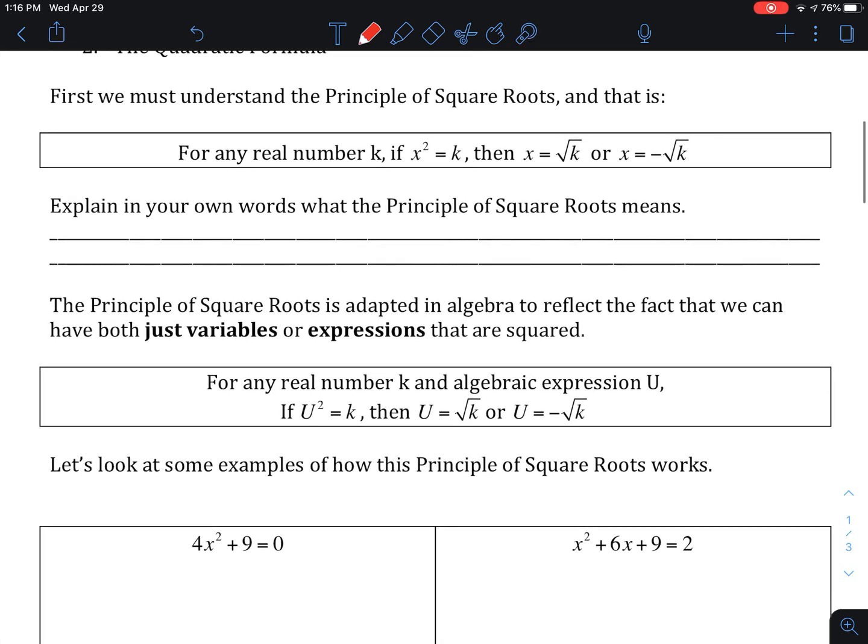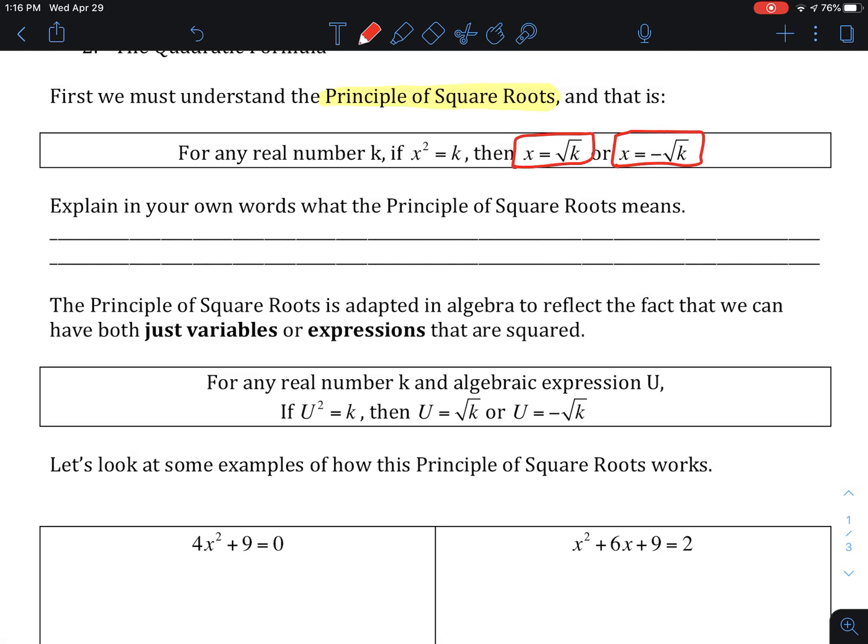One thing that we have to understand before we can use completing the square is something called the principle of square roots. Basically, the principle of square roots says that if you need to undo something that is squared, then you take the square root. And when you take the square root of something that's squared, you get two results. You get the positive of the square root, and you get the negative of the square root. So you get both the positive and the negative when you take the square root of both sides of a quadratic equation.